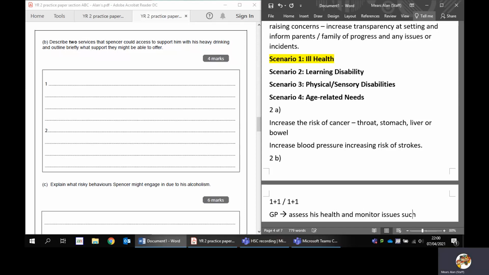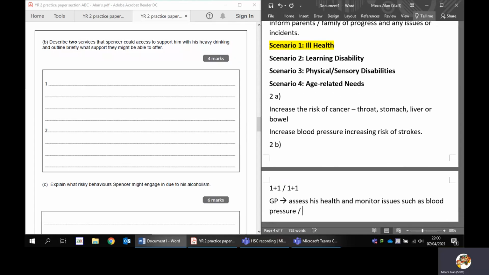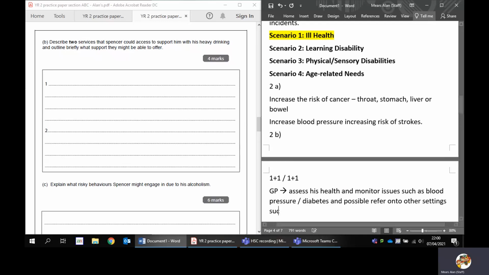The role of the GP would be to assess his health and monitor issues such as blood pressure, diabetes, and possibly refer onto other settings such as rehab. So there we go, we've got one service, the GP, and what they could do to help.